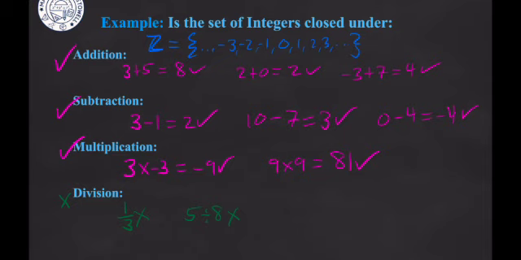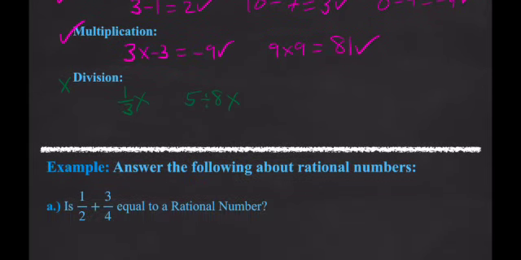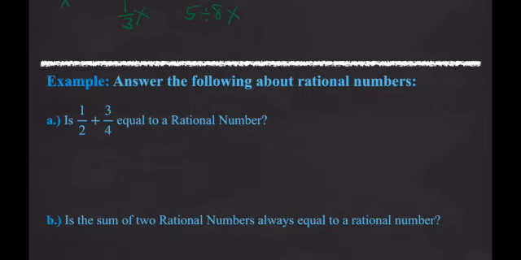The cool thing is, with rational numbers, this is why it's so important, rational numbers are closed with every single operation, with addition, with subtraction, with multiplication, and division. It's closed within all these sets. Okay? So that is something that you will need to know for whenever you're doing the homework for this. Example for some other stuff.